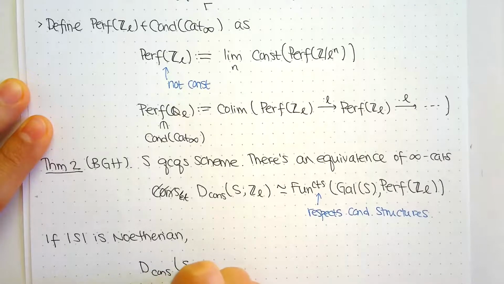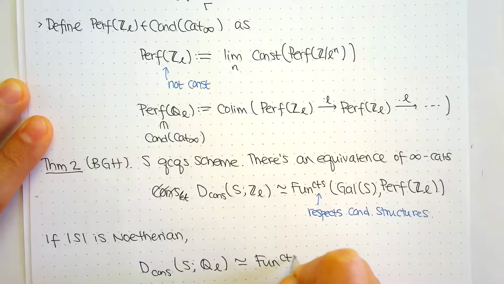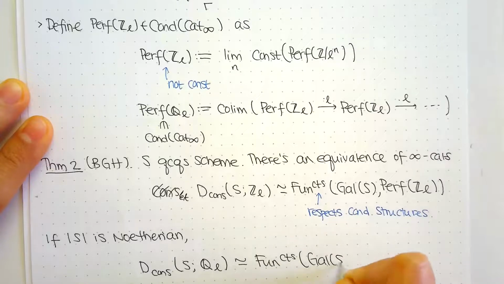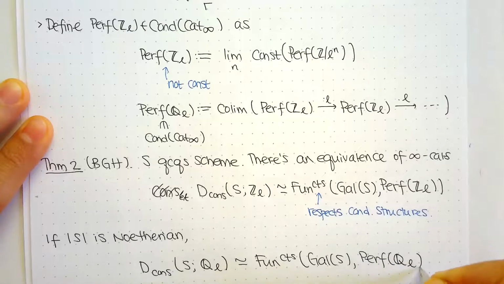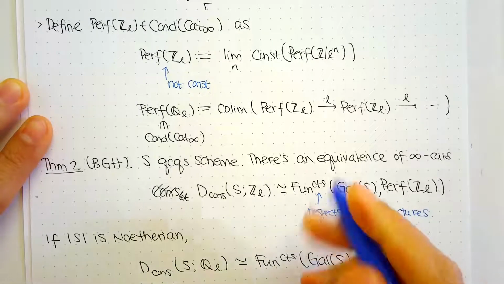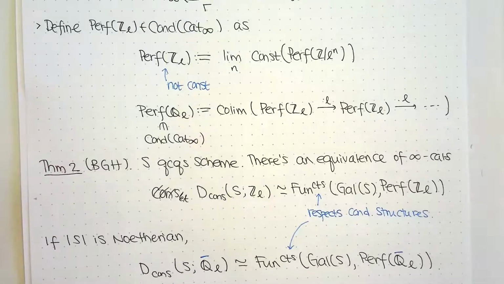Constructible sheaves with the Q_l version are the same things as functors from this pro-finite category to perf Q_l that respect these condensed structures. And of course, you can also put a bar here, but I didn't explain how to pass from there, but I think you can probably imagine. So that's how I got into thinking about condensed things, because it allows you to prove this theorem.